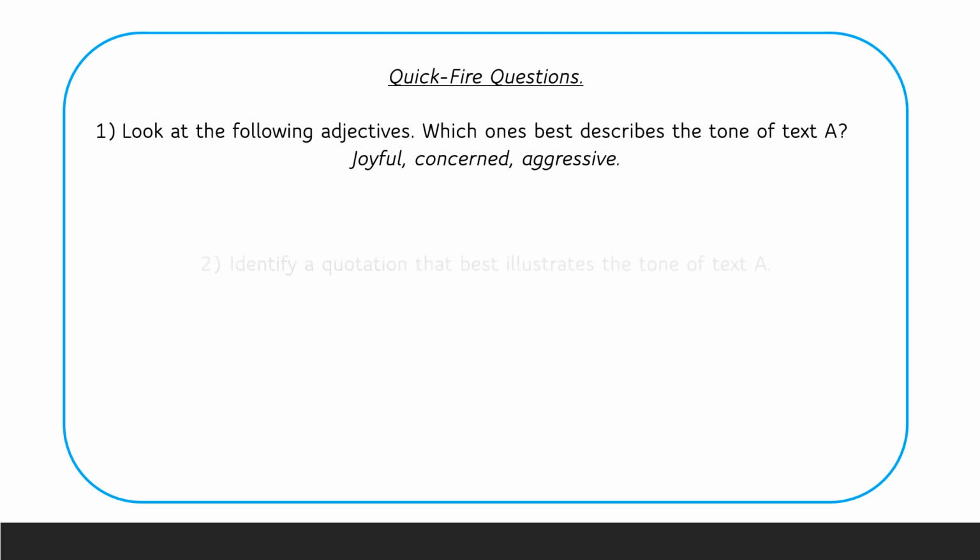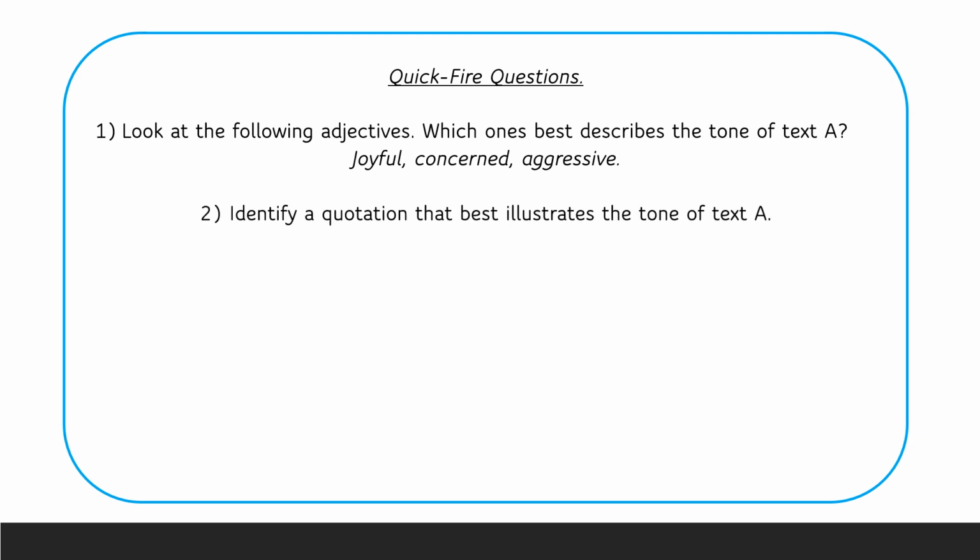Question number 2. Identify a quotation that best illustrates the tone of text A. So for example, if you were to say that the tone that was used in text A is joyful, you'd have to find an element within that text and actually repeat it word for word within quotation marks as well to demonstrate your understanding for this question.